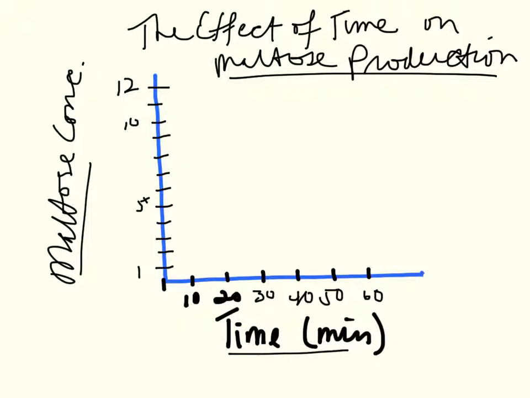This graph is telling us how much maltose is being produced. Maltose is a product. It is an end product. Okay, and that's going to tell us a lot about what this graph is saying.